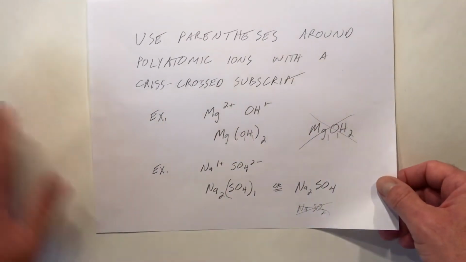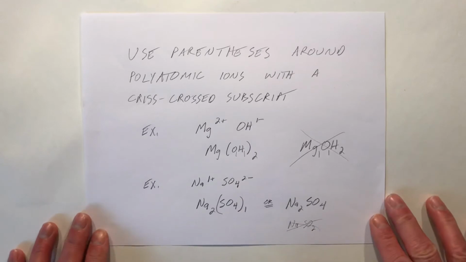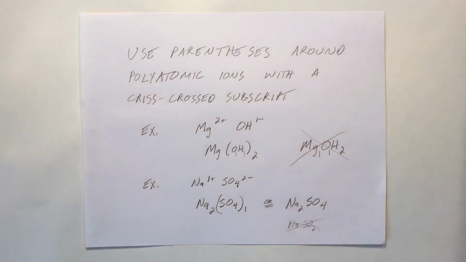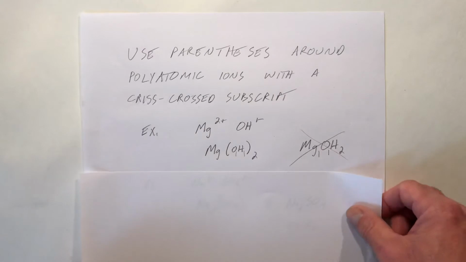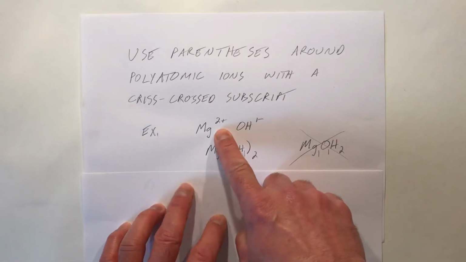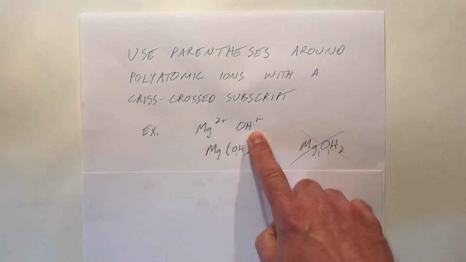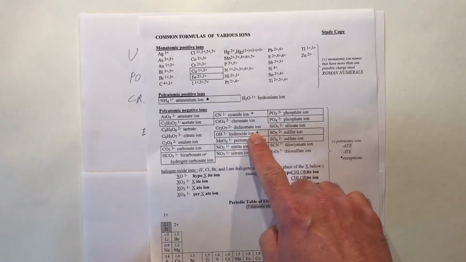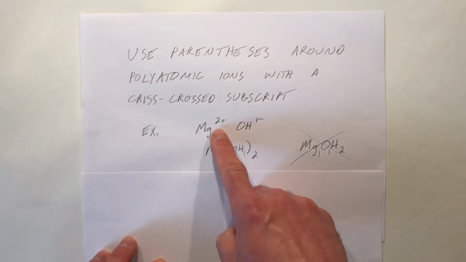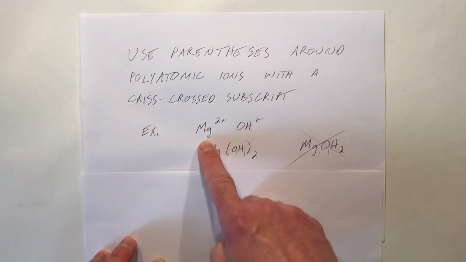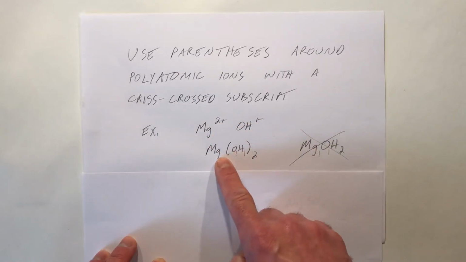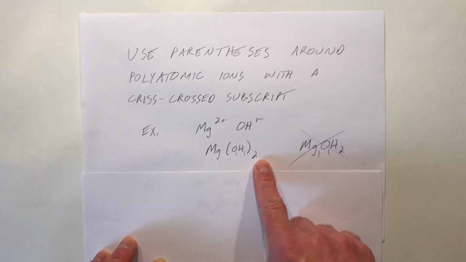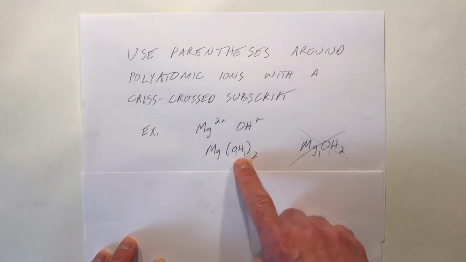Another important point here is that you should use parentheses around polyatomic ions when you crisscross and put a subscript on the outside. Let's take a look at an example with Mg, magnesium ion, has a 2+ charge, and OH is 1-. This is magnesium hydroxide. OH 1- is hydroxide. Mg is in the 2+ column. When we crisscross this, we take this 2 and we put it down here, and we take this 1 and we put it down there. We don't write the 1 in the formula, and the 2 has to go outside of parentheses. So the way that we interpret that is that there's 1 Mg and 2 OHs.